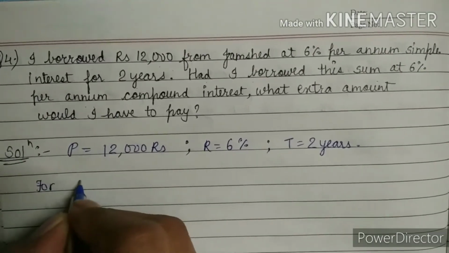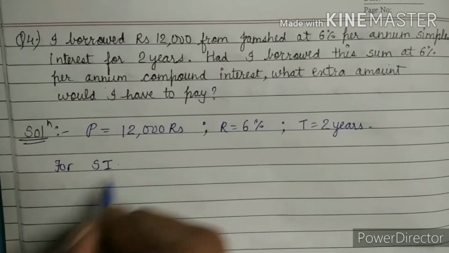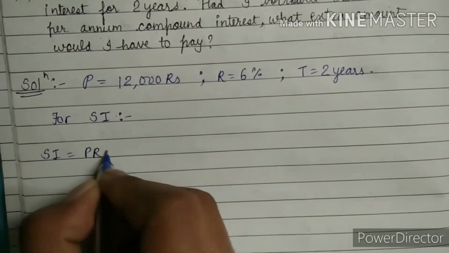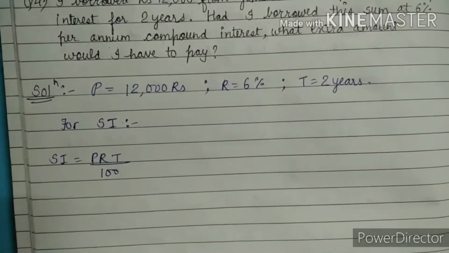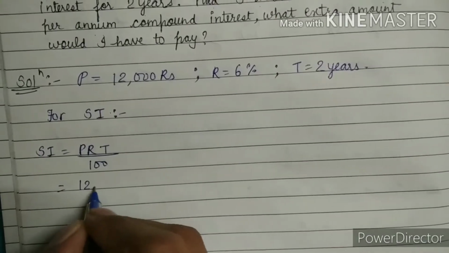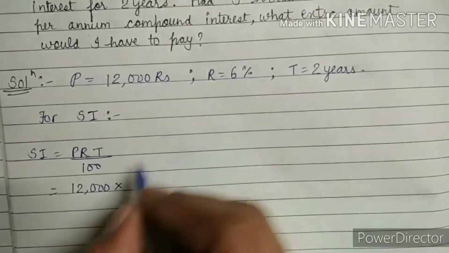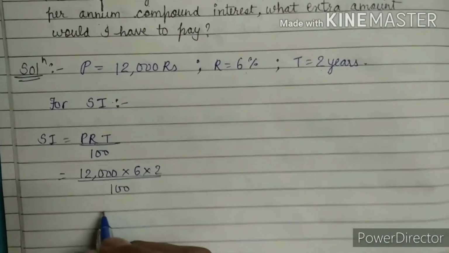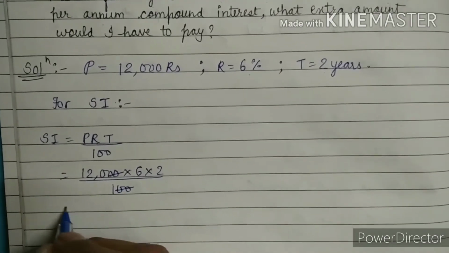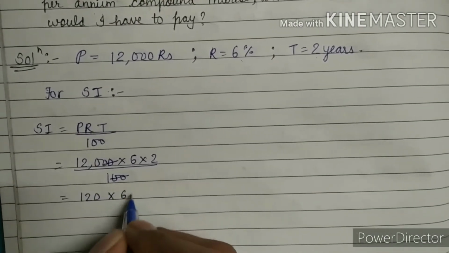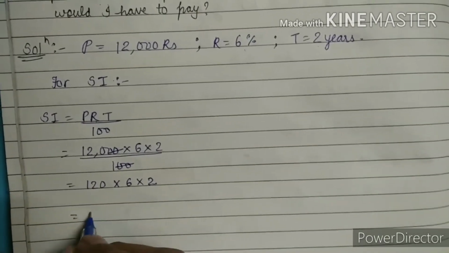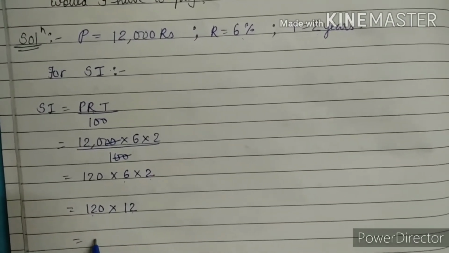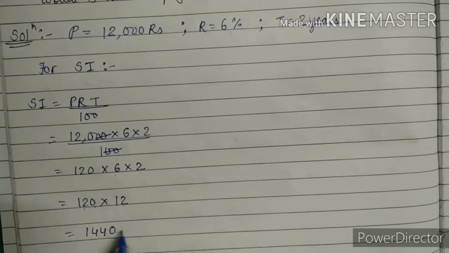So the first case is for simple interest. Okay, here we are solving for simple interest. Simple interest is equal to PRT upon 100. Principal amount is 12,000. Multiply by R, which is 6. Multiply by time 2, and it will divide by 100. 00 to 00 cut. So 120 multiply by 6 multiply by 2. So 120 multiply by 6 2s are 12, and 12 square is 144, and 0 as it is.